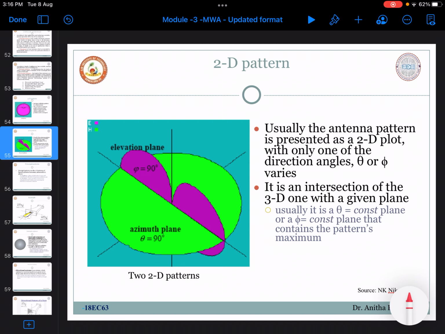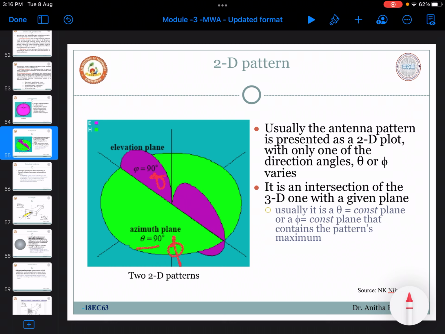Suppose something like an apple, if you cut in one direction, it can be seen like if I see from one end, I can see an elevation, like when phi equals 0, we call it an elevation plane, E plane. Then if I look from the top, you can see a circle. It is nothing but the azimuthal plane, which is when theta is constant at 90 degrees, where phi is varying, and here theta is varying.